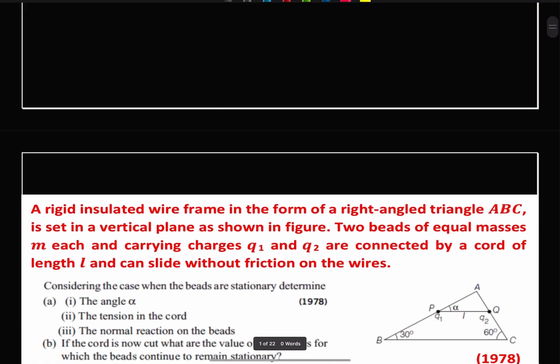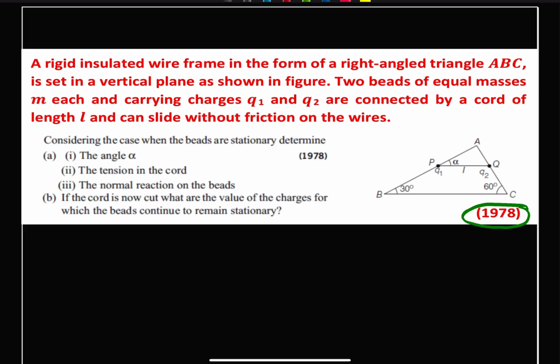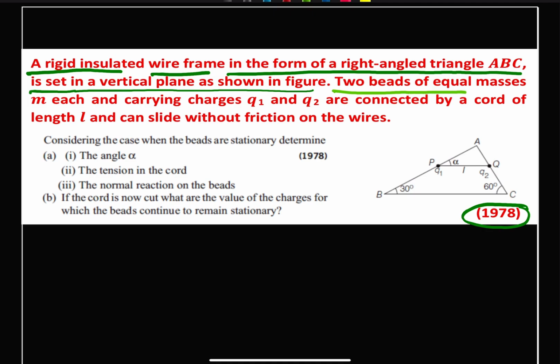So first question, it was asked in the year 1978, and it states that a rigid insulated wire frame in the form of a right angle triangle ABC is set in a vertical plane as shown in the figure. Two beads of equal masses m each and carrying charges q1 and q2 are connected by a cord of length L and can slide without friction on the wires.